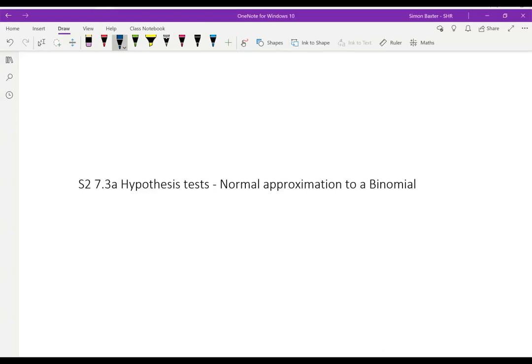This is the first of 3 videos showing different approximations which are used in hypothesis tests. In the first one, we're going to show what happens with a normal approximation to a binomial distribution.